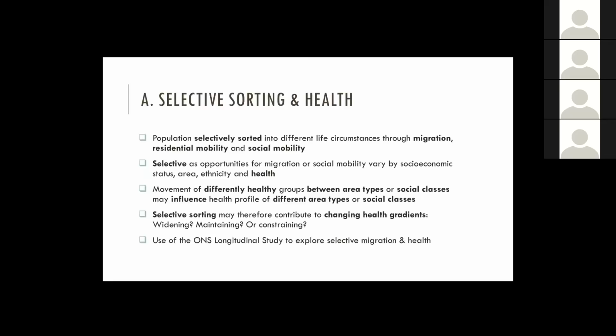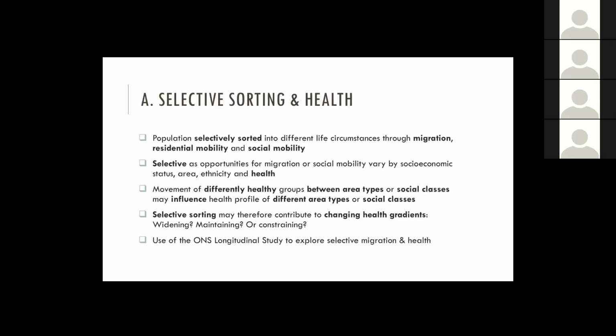So what I was interested in in this research is, can selective sorting contribute to changing health gradients? And if it does, how is it doing that? Is it resulting in a widening gradient, so you're seeing the gradient get steeper? Does it actually just maintain those gradients? Or in fact, is it constraining these gradients? And we ask if it's constraining these gradients because some literature looking at social mobility and health inequalities previously found and even suggested that social mobility should be used as a policy tool to constrain health gradients, to flatten health inequalities.